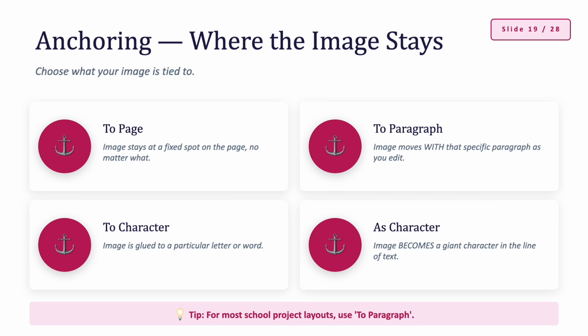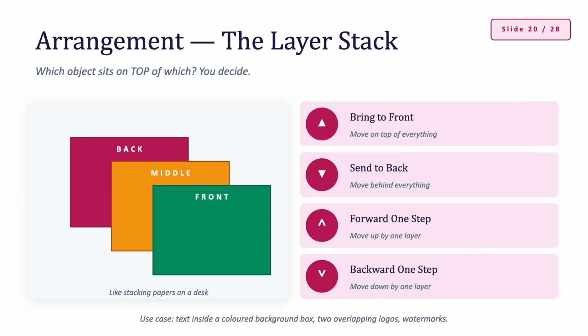Pick carefully because if you get the anchor wrong, your image will float away when you edit the text. Arrangement is all about layers. Picture your document as having invisible layers stacked on top of each other. Each image or shape sits on one layer.